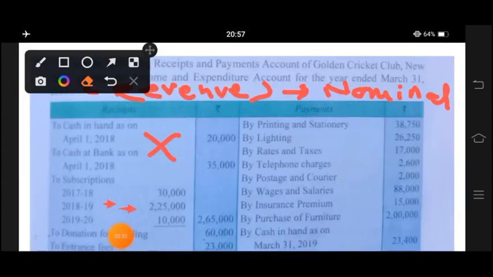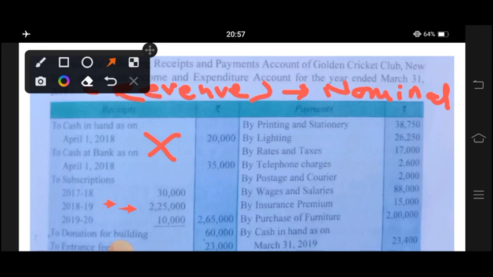And ultimately, when we talk about the donation for building, this donation is a specified donation, a donation for a specific purpose, and that is why it will not be the subject matter of preparing the income and expenditure account. If any collection is made by the organization for any specific purpose, that is a liability, and that is why it will be recorded in the balance sheet.